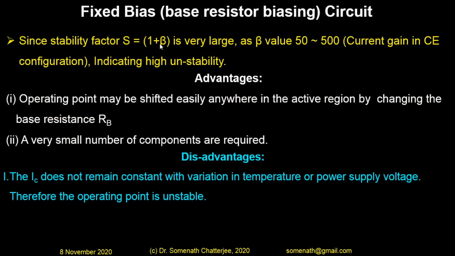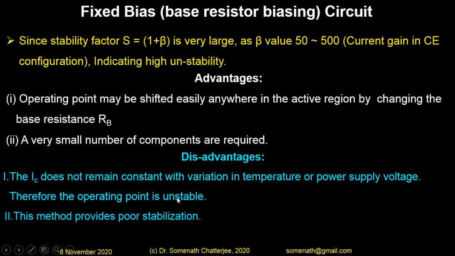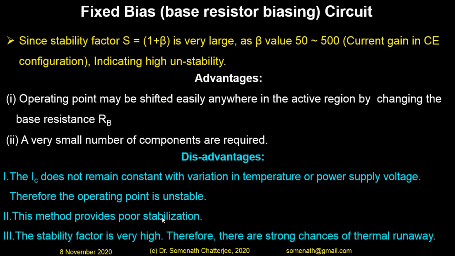Because S is equal to beta plus 1, the value is very large, and that's why it is unstable. If the circuit is unstable, then the stabilization is poor. The temperature will increase or the beta values will increase, so that is not desired for us. That's why this circuit has a strong chance of thermal runaway.